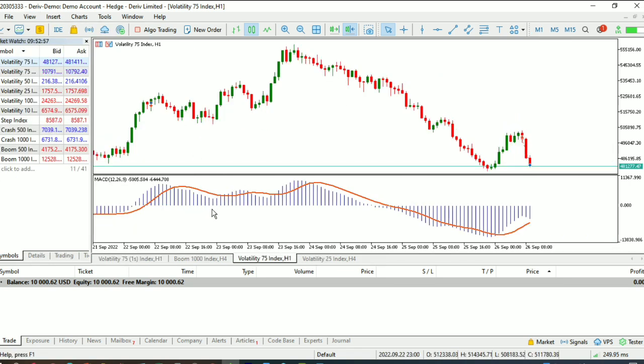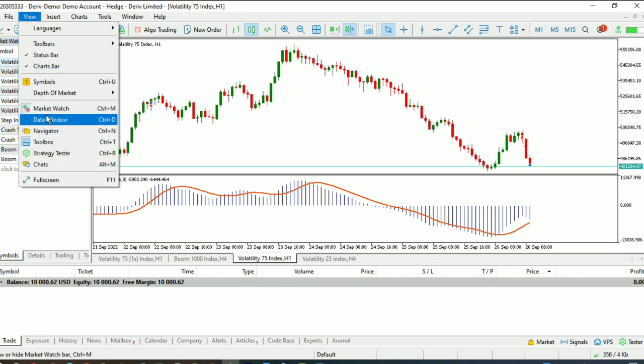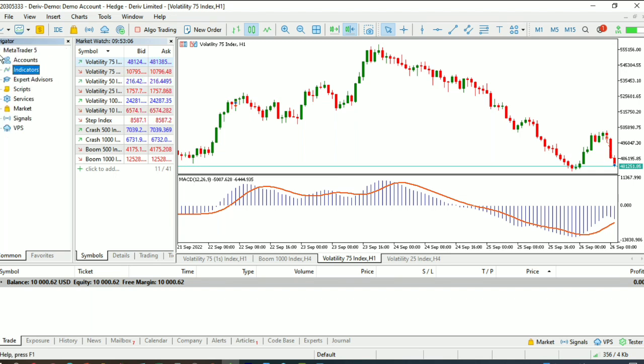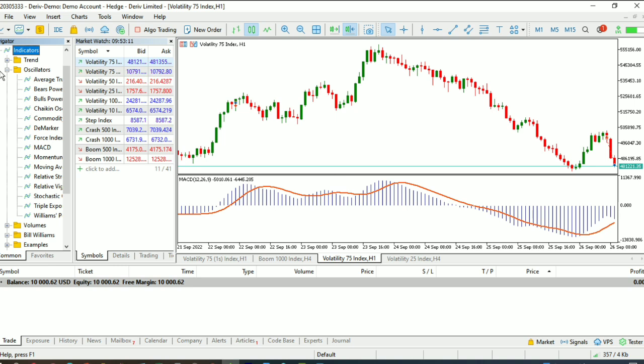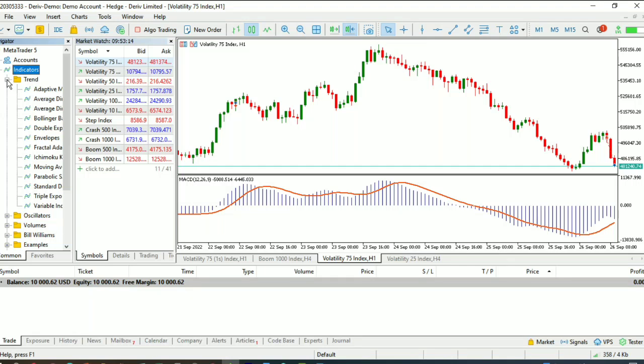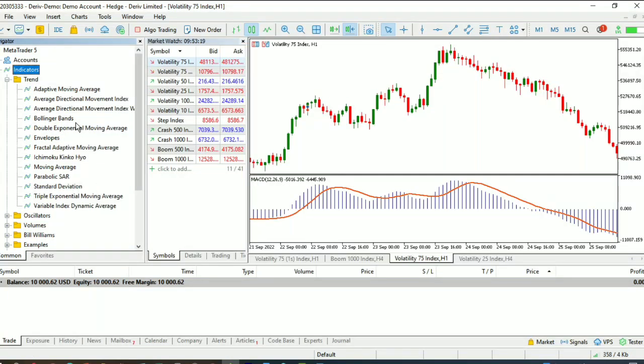We want to put the moving average on top of the MACD. So I will click on view, I will go to navigator, and then I will go to indicators. It will look like this, and then you click on indicators, and you are going to see a list of indicators here. Then you click on trend here, and then you find the moving average. So let me do this. You come here, you find the moving average, and then you want to drag and drop the moving average on top of the MACD.